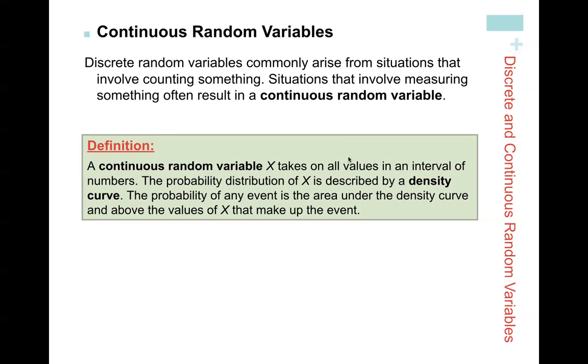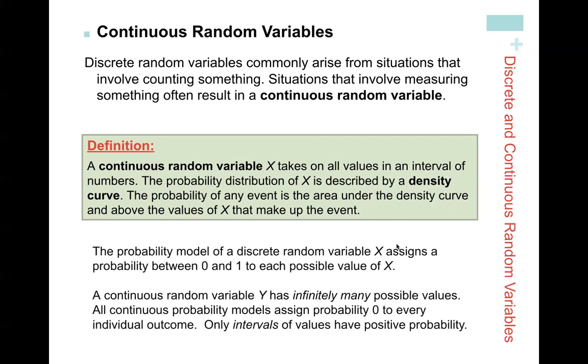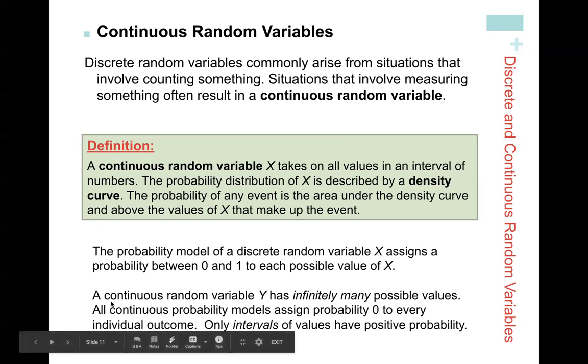But density curves: the probability of any event is the area under the density curve and above the values of x that make up the event. So again, we have an interval that we're going to be looking at. So the probability model, again, is going to be between 0 and 1. But here's something very important to write in your notes. A continuous random variable x or y has infinitely many possible values. Write this in your notes: all continuous probability models assign probability 0 to each individual outcome. Only intervals of values have positive probability.